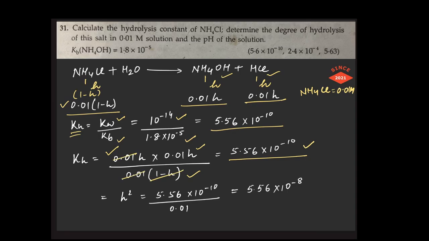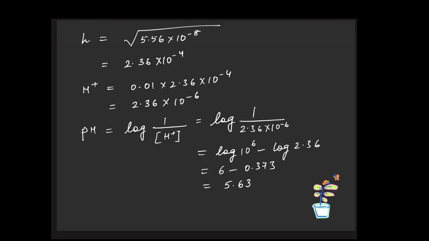So 0.01 into h square is equal to 5.56 into 10 to the power minus 10, right? From this, h square will be equal to 5.56 into 10 to the power minus 10 divided by 0.01. Solving, h square value is 5.56 into 10 to the power minus 8. Next, how to find the value of h? Just take the square root of 5.56 into 10 to the power minus 8. So value of h is 2.36 into 10 to the power minus 4.